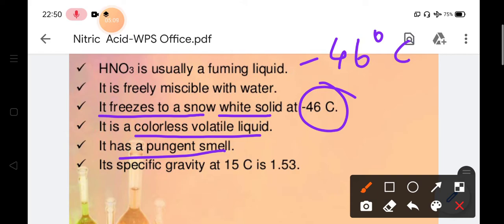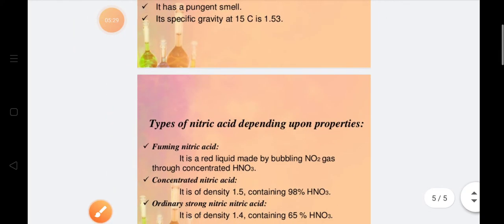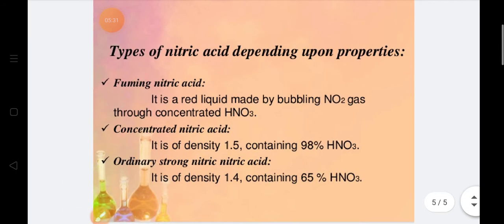Its specific gravity is 1.53 at 15 degrees Celsius. So the specific gravity of HNO3 is 1.53 at 15 degrees Celsius. This is mainly the physical properties of HNO3. Next, let us move to the different types of nitric acid depending upon their properties as well as concentration.